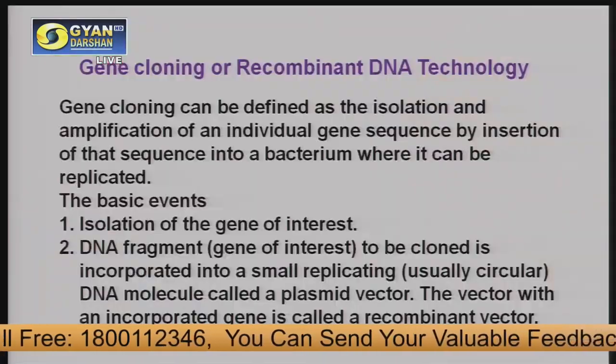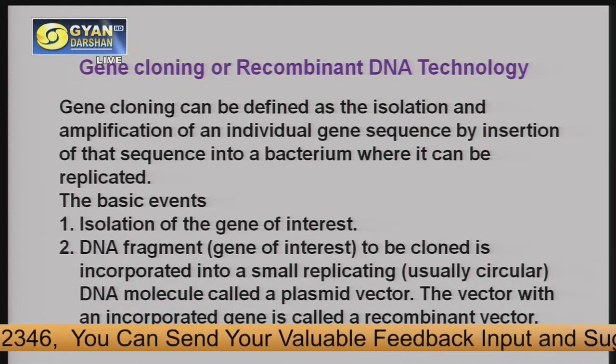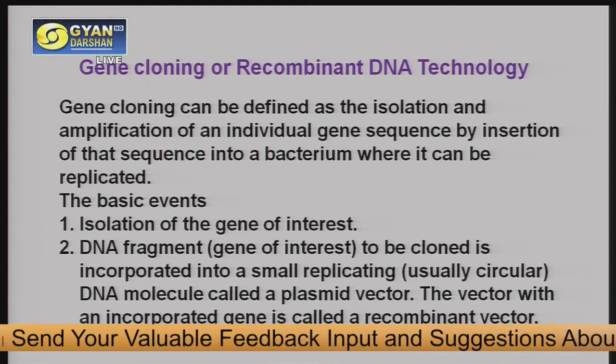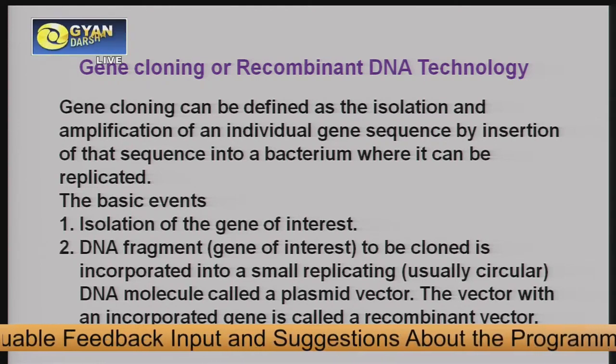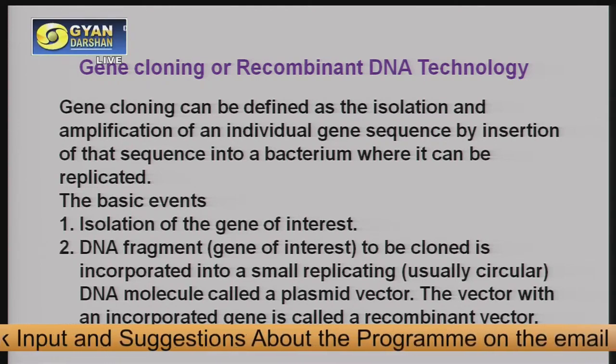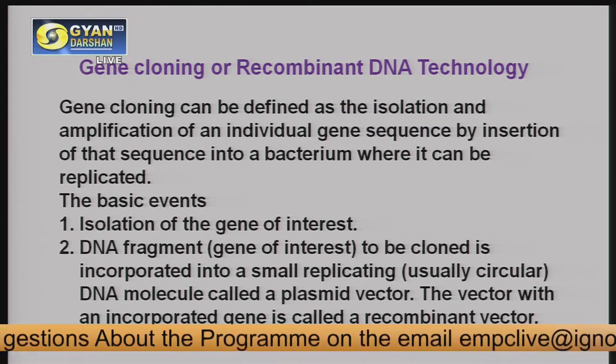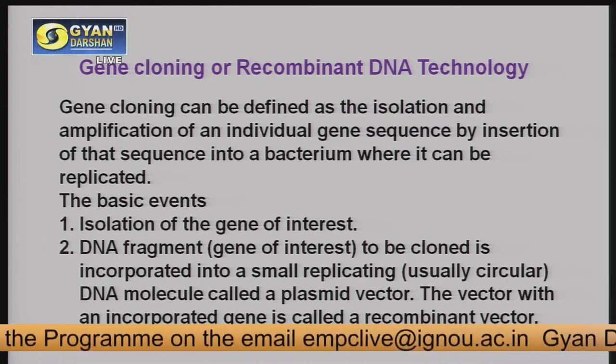So essentially, gene cloning can be defined as the isolation and amplification of an individual gene sequence by insertion of that sequence into a bacterium. First you insert it in a vector, and then you introduce the vector into a bacterial cell, that is Escherichia coli or E. coli, and then you grow the E. coli cells based on some selection pressure. It can be an antibiotic, and then you choose the proper clone and then you multiply it. You maintain the clone and you multiply it for your future works.